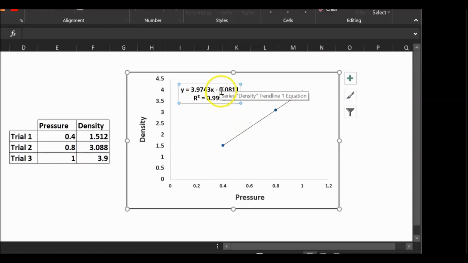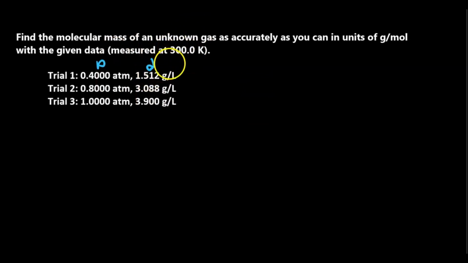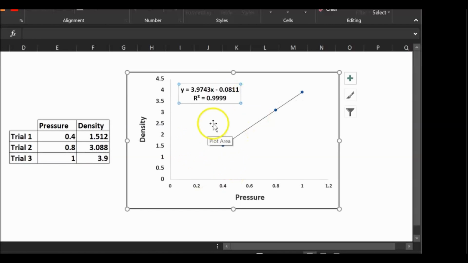But there is a y-intercept here, an intercept at density, and we want to calculate this as accurately as possible. Since this is a real gas, we can't assume it's an ideal gas. It won't behave as an ideal gas perfectly, but it does in the limit of zero pressure. But in the limit of zero pressure, we have a negative density. So we can do a better fit on this.